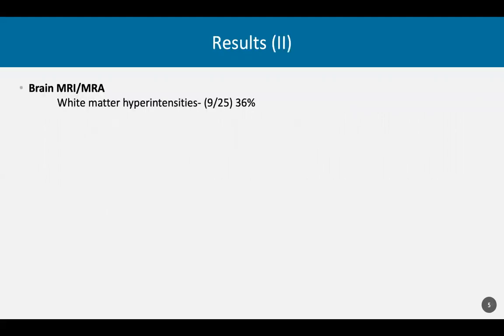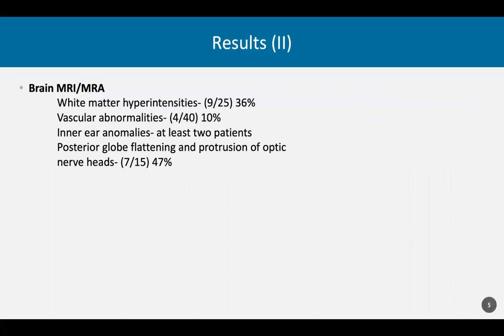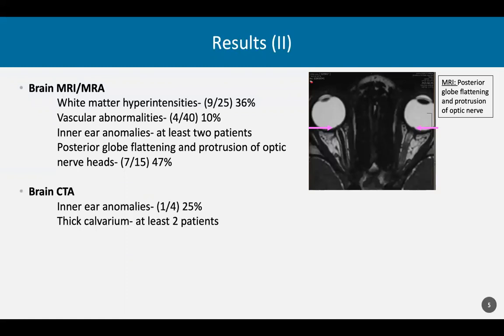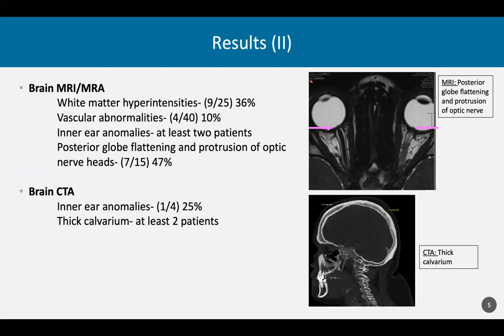On brain MRI, MRA, we identified that white matter hyperintensities were shown in 36% of our imaged patients. Vascular abnormalities were seen in 10% of our patients, inner ear anomalies were seen in at least 2 patients, and posterior globe flattening and protrusion of optic nerve heads have been seen in 47% of our imaged patients. On brain CTA, inner ear anomalies were seen in 25% of our imaged patients, and a thick calvarium has been seen in at least 2 patients.